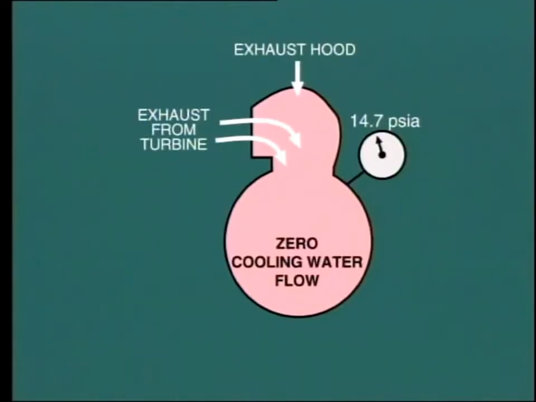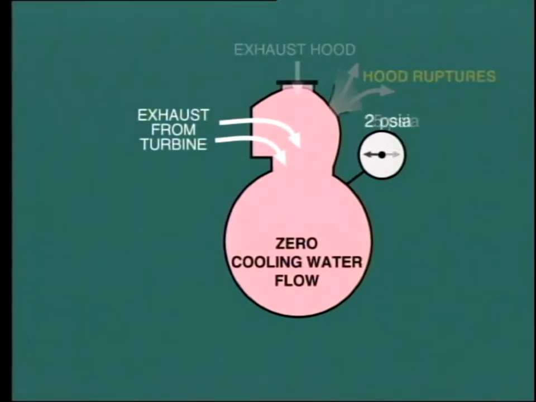While we're talking about back pressure of the turbine exhaust, let's consider what would happen if during a startup we passed steam through the turbine before establishing cooling water flow through the condenser. Well, the steam entering the condenser would not condense and consequently would build up pressure eventually to such a level as to rupture the exhaust hood.